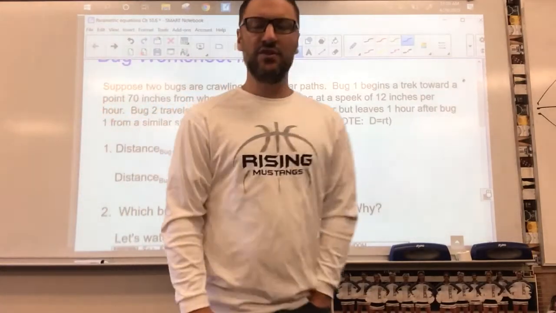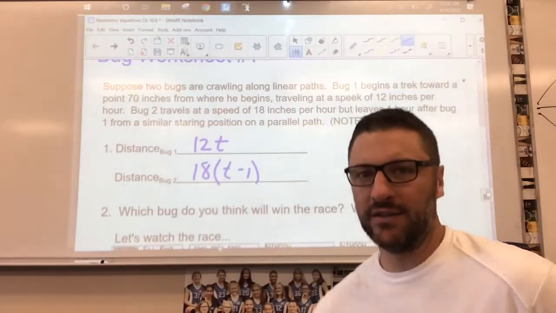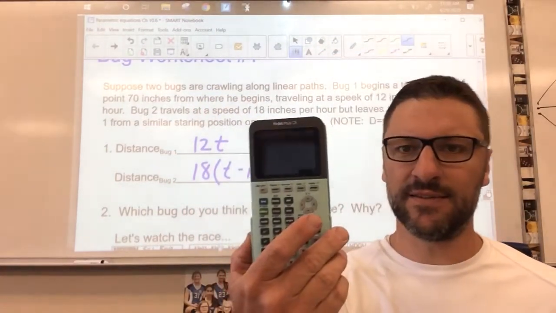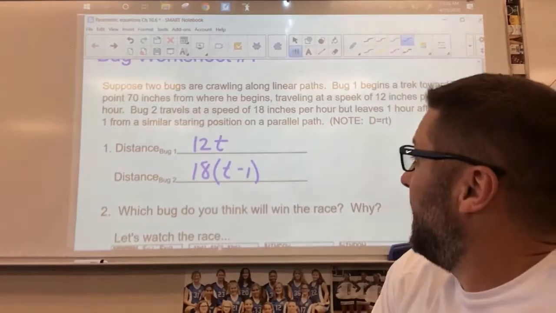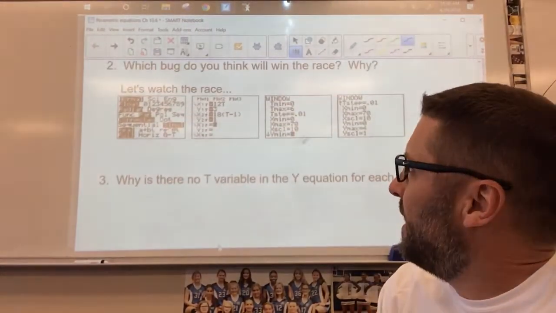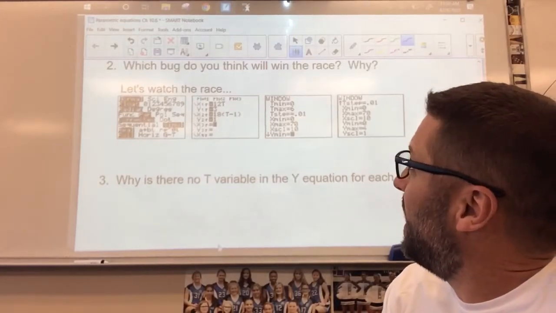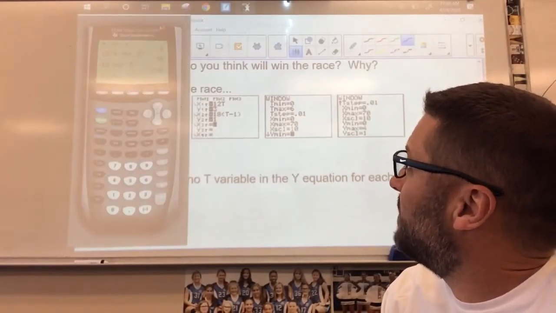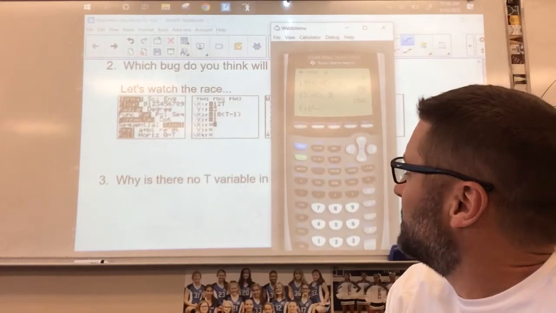And what we're able to do is take our calculators, and you really need one of these to do this. We're going to take our calculators, and we are going to watch the bug race. We're going to see which one wins. So I took some screenshots here, and you're going to take your calculator and make it look like what this one looks like.